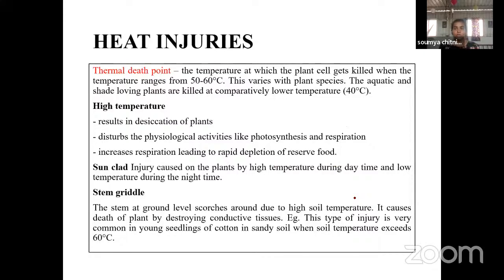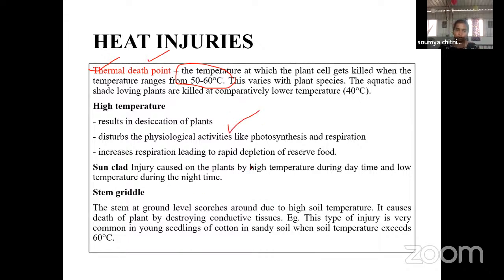All right. Because of heat, maybe higher temperature or lower temperature, we will definitely have some disadvantages. Heat injuries: one is the thermal death point. Thermal death point is the temperature at which plants get killed. The maximum temperature, say 60 degrees Celsius, above which the growth won't be there and the plant cells get killed. So that temperature at which plants get killed, we call the thermal death point.